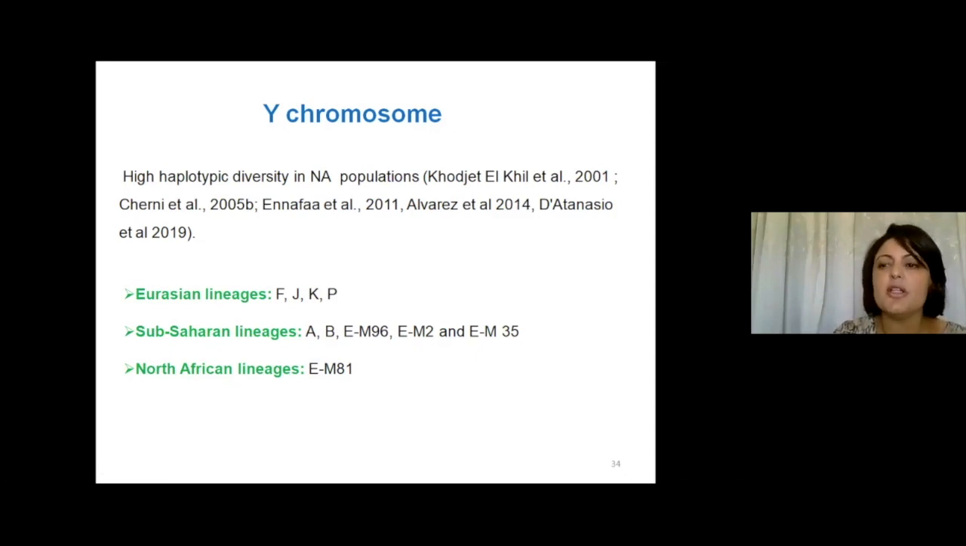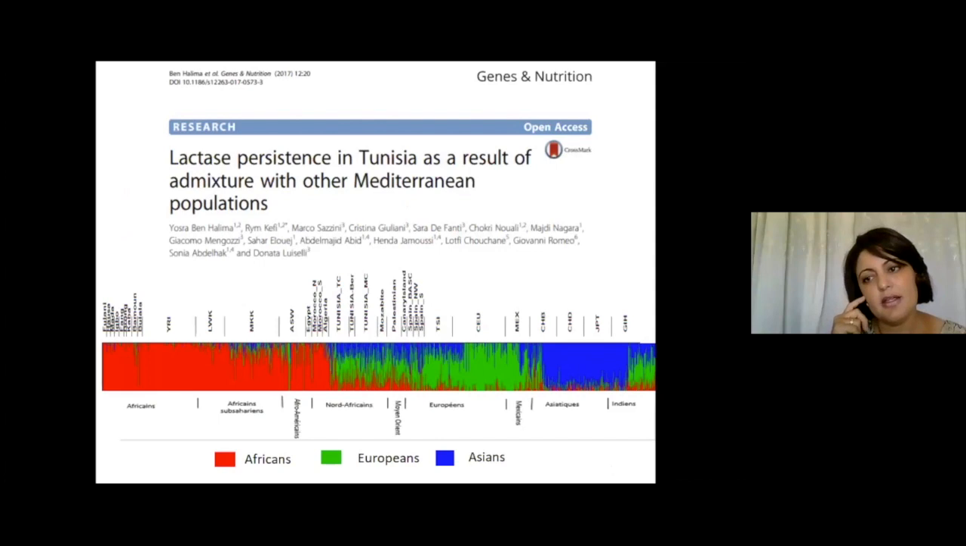And what about other nuclear markers with Mendelian inheritance? Here I can answer this question with this work performed in our lab during the PhD of our colleague Yusra Ben Halima. This work is on lactase persistence in Tunisia. When we studied the genetic region involved in the lactase persistence, we observed, in this admixture analysis, that North African population, including Tunisia, the genetic structure is mosaic with the presence of an African component, European component, Asiatic component, and Sub-Saharan African component.